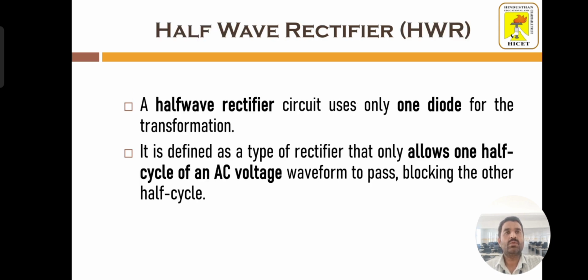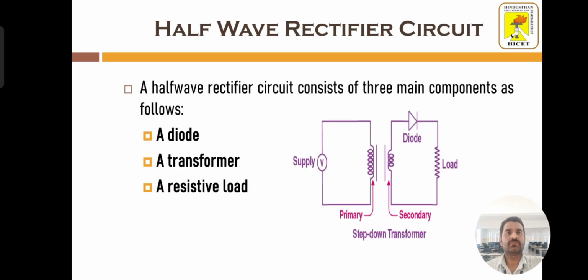So we have two types of rectifiers, half-wave rectifier and full-wave rectifier. First we will discuss the half-wave rectifier. The half-wave rectifier will use only one diode for the conversion. It will allow only one half of the AC supply to be rectified and it will block the other half. This is the half-wave rectifier circuit. It will have a diode, a transformer and a resistive load.